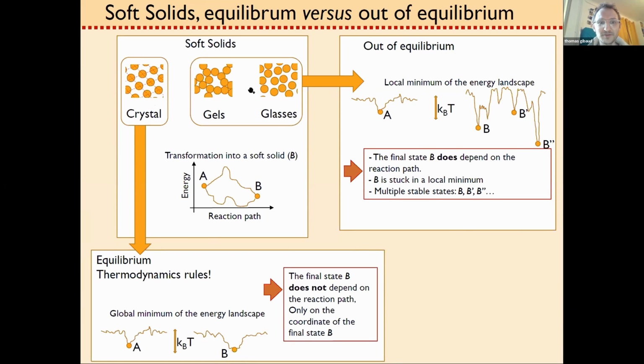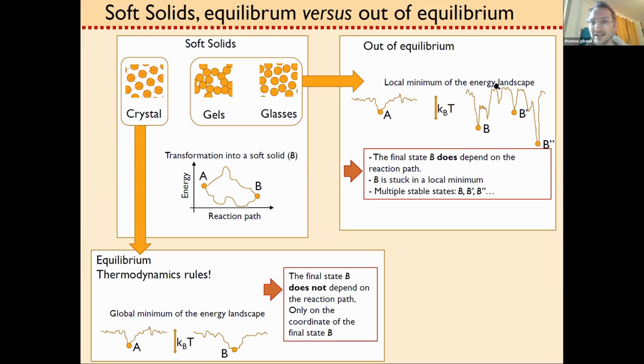And then there are the 2 other states, which are gels and glasses, and those are out-of-equilibrium states. And here, the difference from the crystal state is that the path that you choose to go from A to B does matter. So if you start from a liquid and you spend some time in a crystal state and so on, the final state B will remember that. And that's the difference from the crystal state.